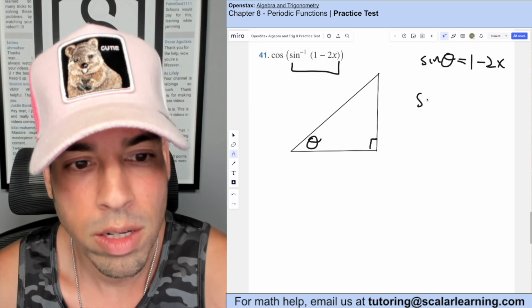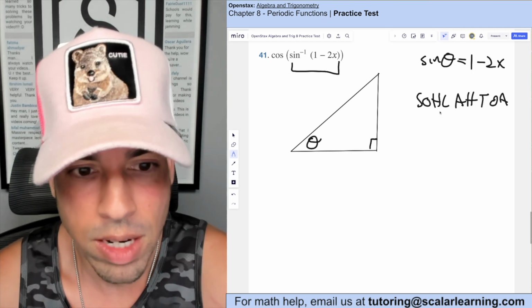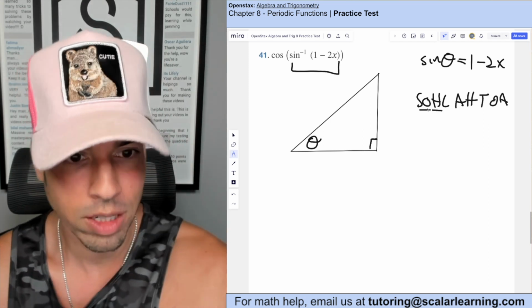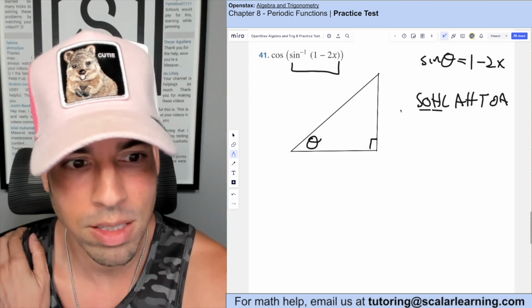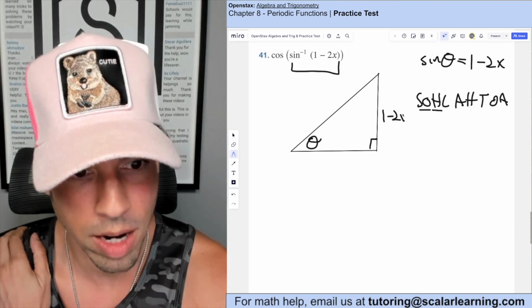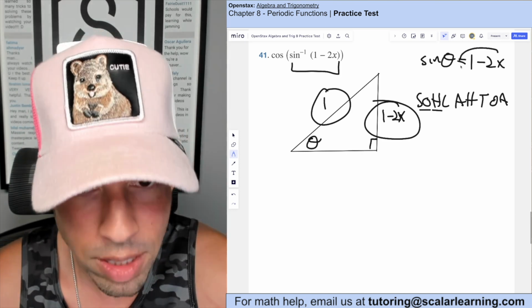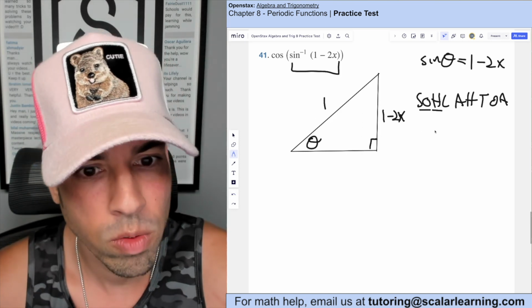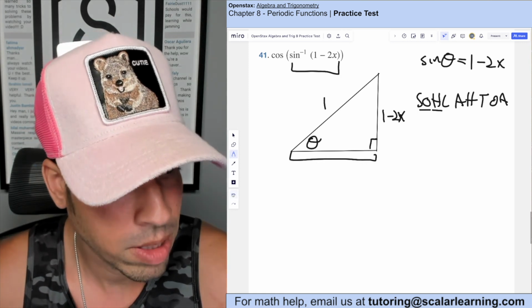And remember, what is sine? Well, sine from SOHCAHTOA is sine of an angle is the opposite over hypotenuse. Well, if sine of theta is 1 minus 2x, I can say the opposite side is 1 minus 2x, and then I can call the hypotenuse 1, because then opposite over hypotenuse is this, okay? So now we're in a good spot here. And now we can find the third side using Pythagorean theorem, okay?